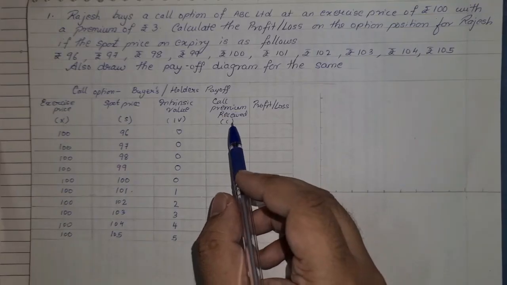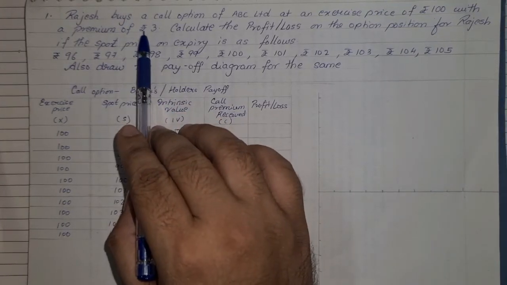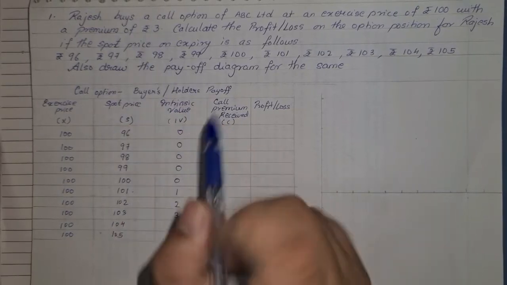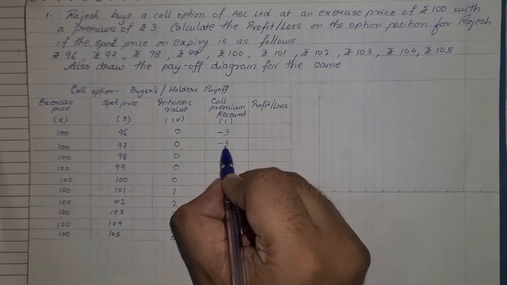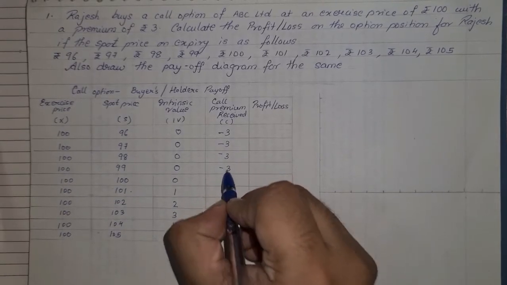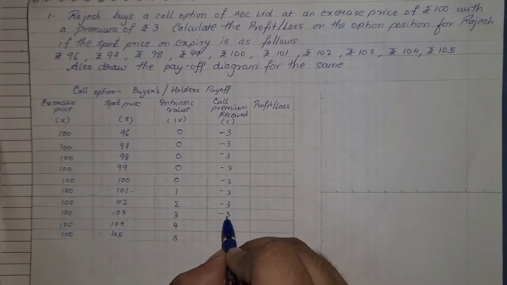Next comes the call premium received. Since it's a buy call, your premium will be negative since we are going to pay for it. So for all the cases, the premium will be negative 3. So we note down the values as negative 3 for all the cases.